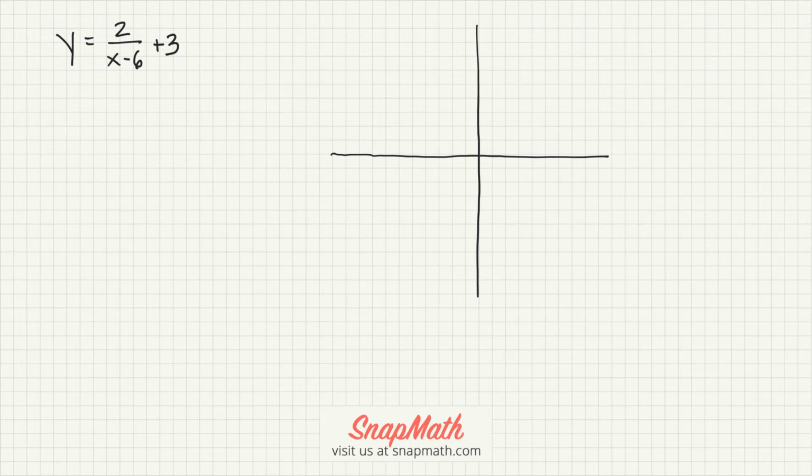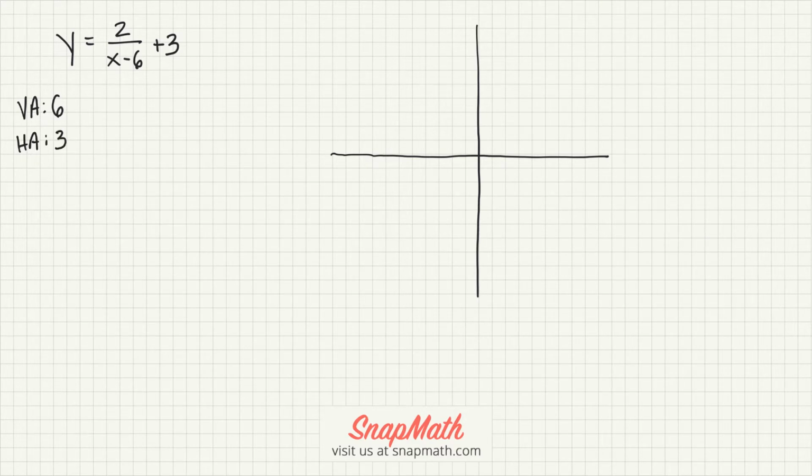So we need to graph this function, and the first thing we need to do is find out what our vertical asymptote and our horizontal asymptote are. Our vertical asymptote is the value for x that gives us 0 on the bottom of the fraction. Well, that will be 6. And our horizontal asymptote will be the number to the right, which is this 3.